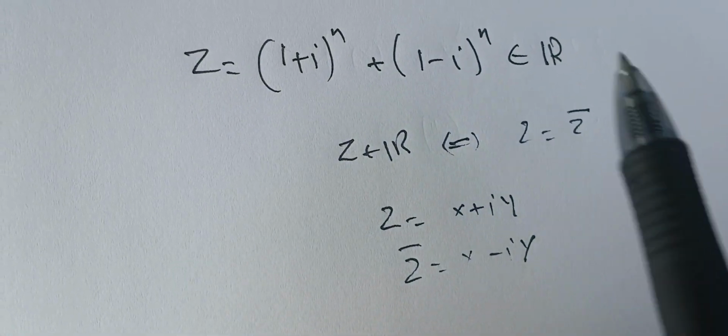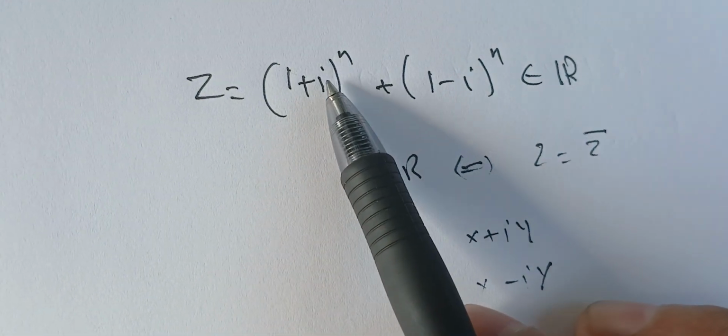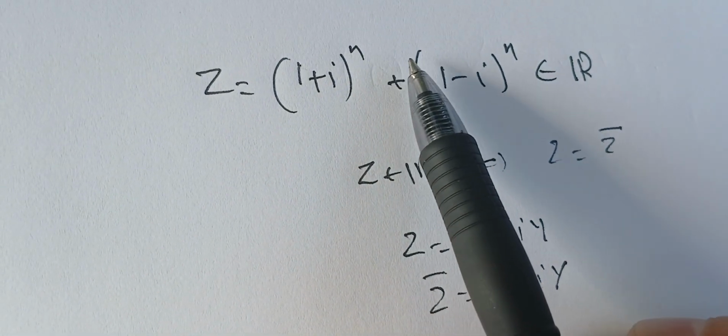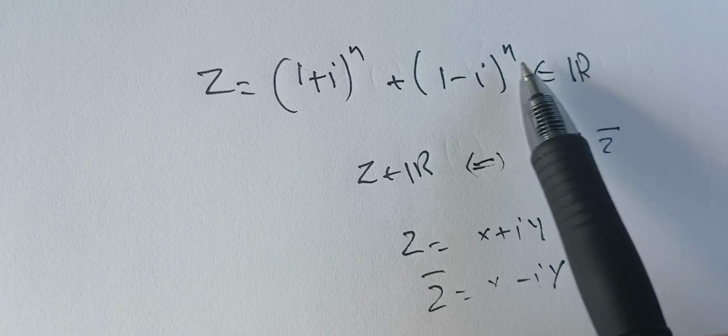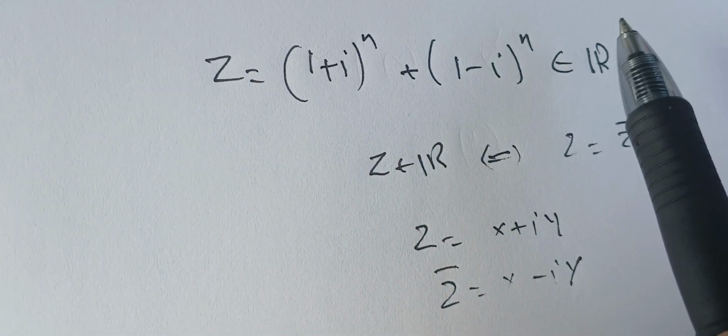Welcome back. In this video, we're going to prove that z, given by (1 + i)^n + (1 - i)^n, is in R. That means it is a real number.